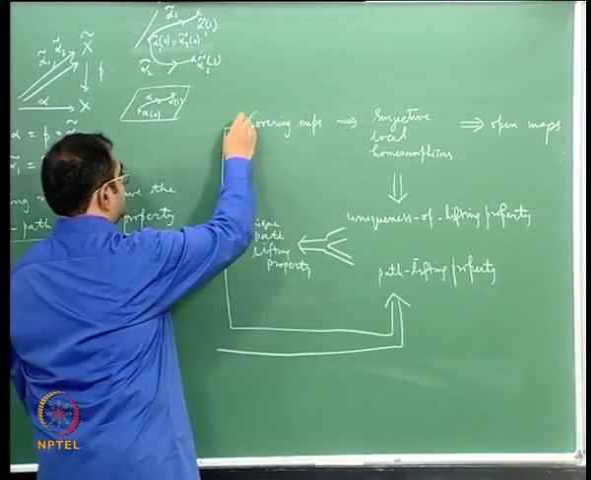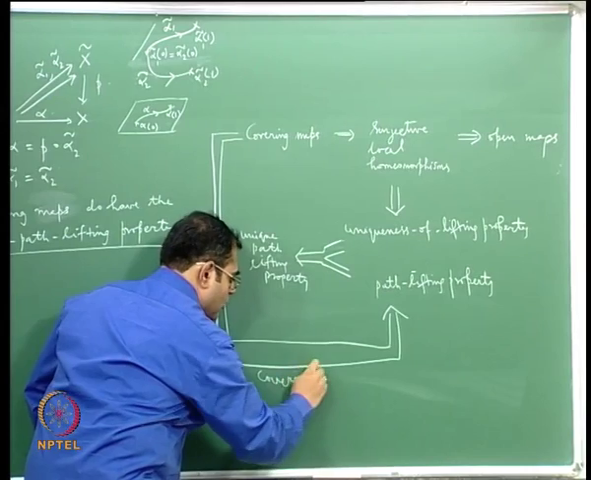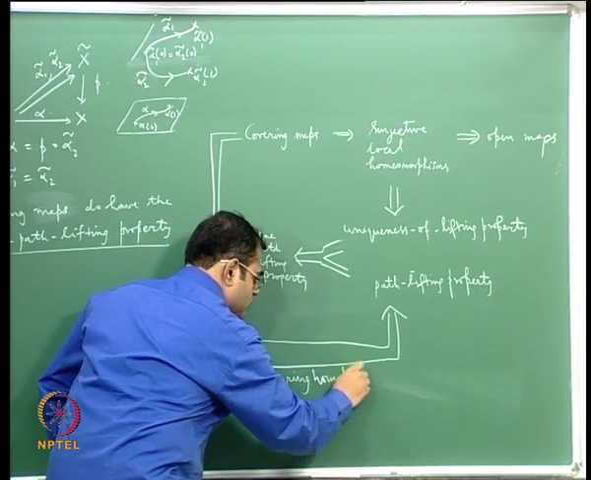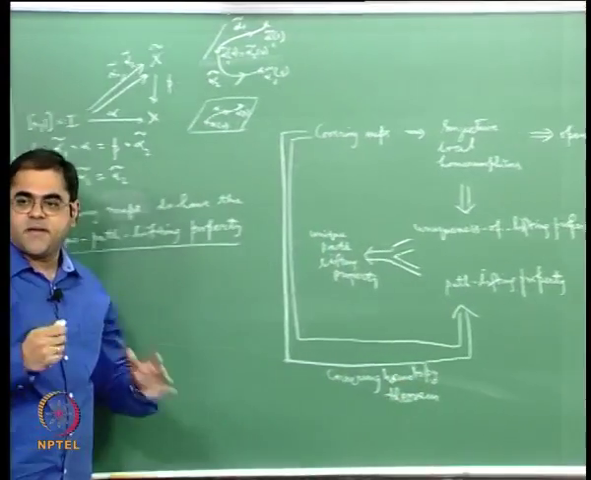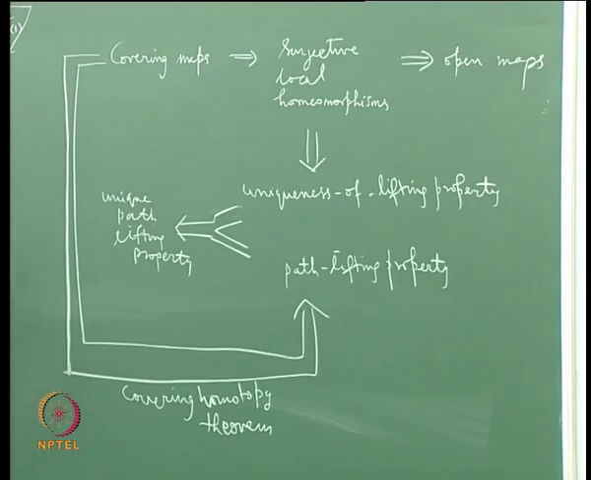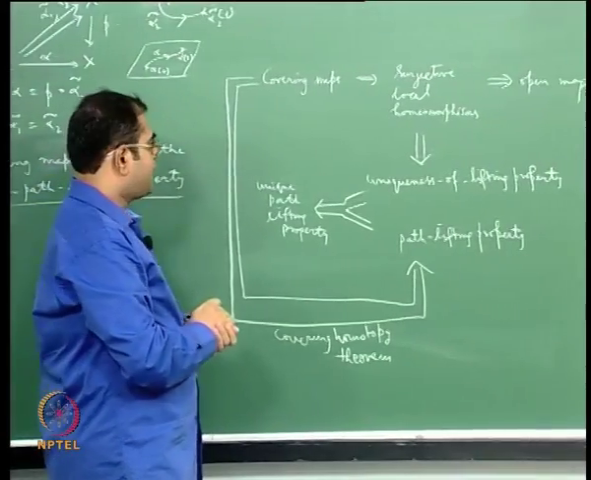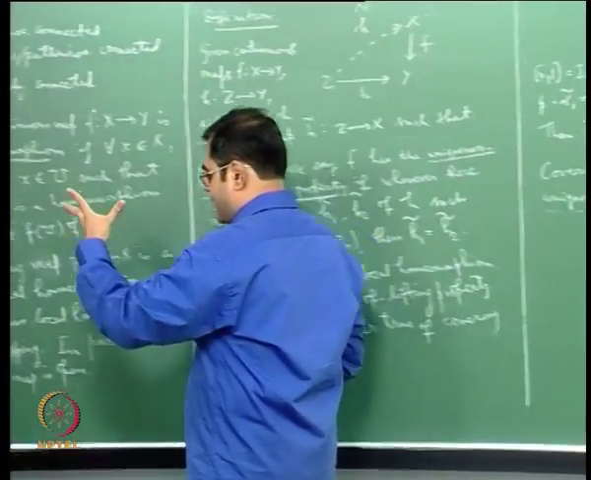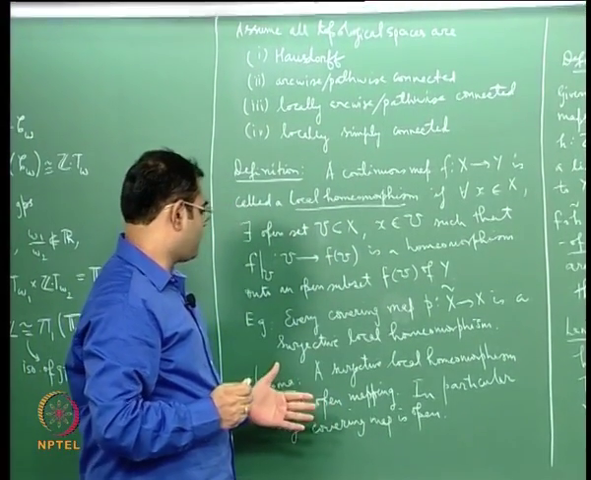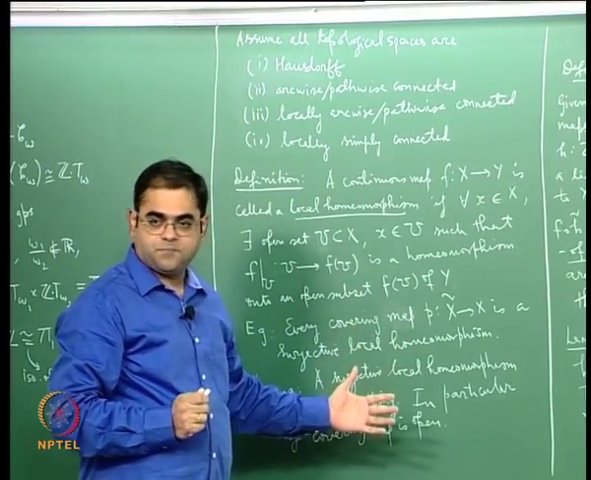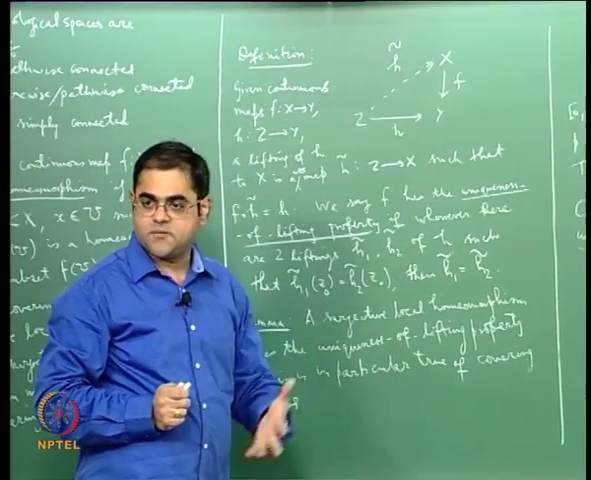So I will write it here, covering homotopy theorem. It is the basic tool to link these ideas, okay. And the beautiful thing is, I started with this question. You see, a covering map is a surjective local homeomorphism which has a uniqueness of lifting property, okay.